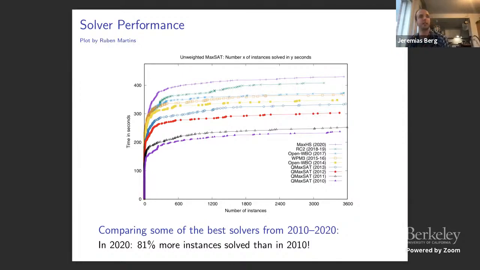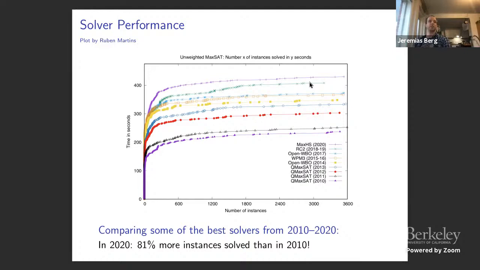Here's an inverted cactus plot where you want to be as high up as possible. You have different timeouts on the y-axis and the number of instances on the x-axis. We see the winners from the past 10 MaxSAT evaluations run on the benchmarks from last year using the same hardware. The winner in 2010 solved approximately 200 instances, and the winner last year solved over 400 instances. So that's around 81% more instances solved in 10 years.